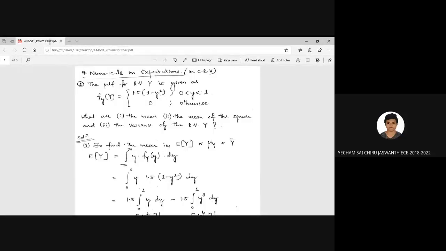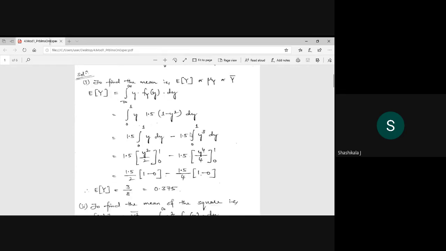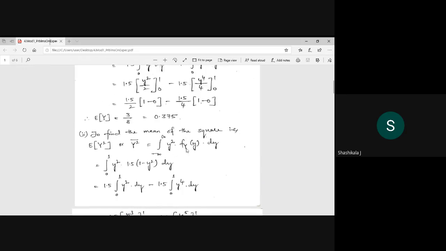Now don't remember anything, the function is given. You know E of y is the integral of y into f of y dy, simply the integration. What is f of y? It is 1.5, it is given. You have to do the integration and verify this value: E of y is equal to 0.375. Next is the mean of the square, E of y square, so y should be replaced by y square into f of y into dy.